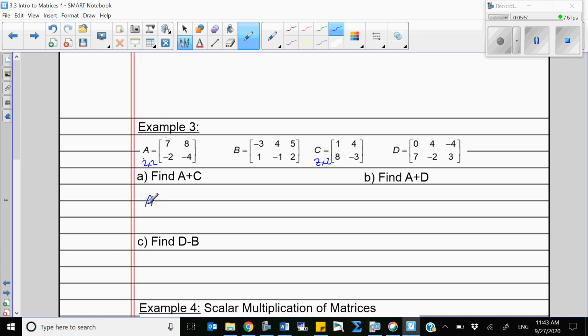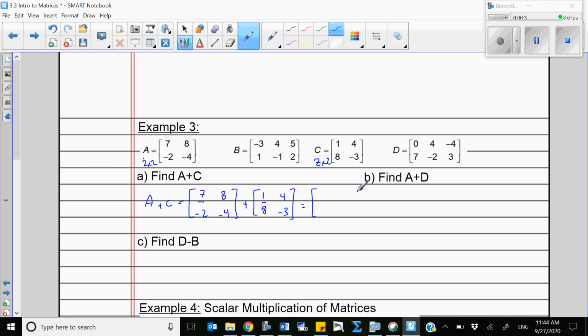So I'm going to start adding them, A plus C. I'm going to write the matrices 7, 8, negative 2, negative 4, plus 1, 4, 8, and negative 3. So how do I add these? I just need to add the corresponding entries. Like 7 is located at 1 and 1. This number 1 is also located at 1 and 1. So I am going to add these two corresponding numbers or entries.